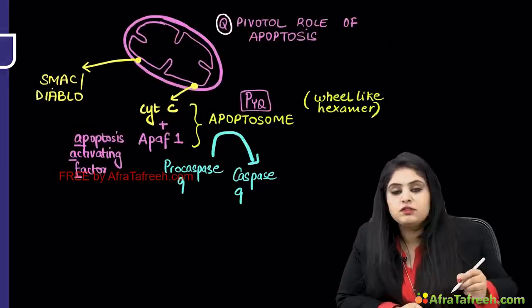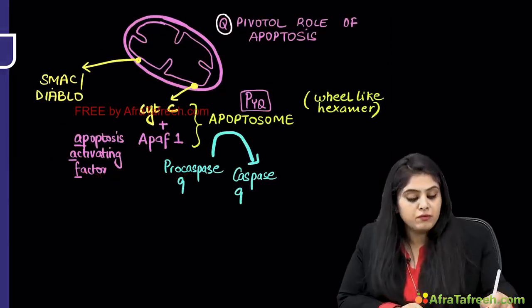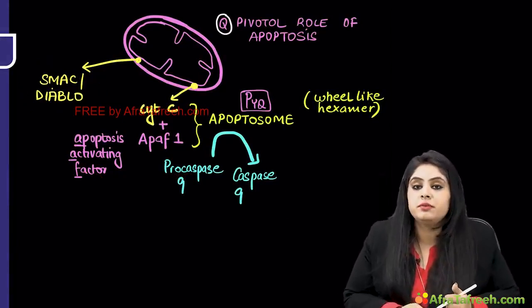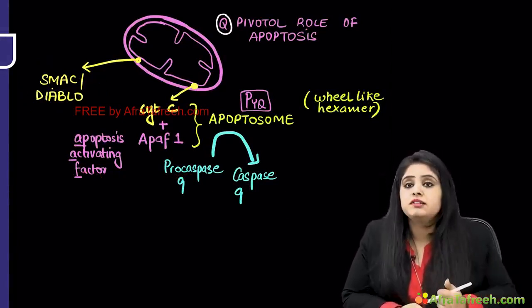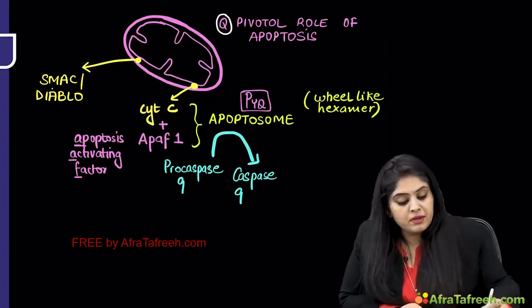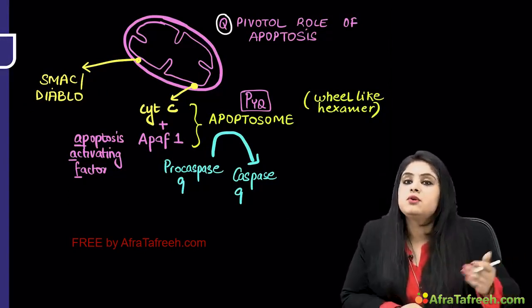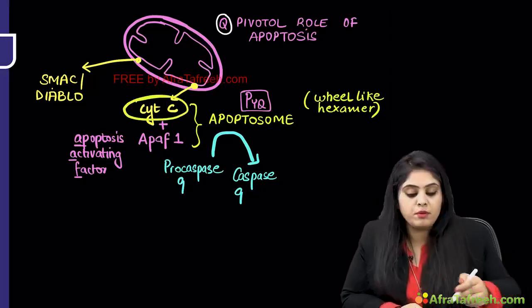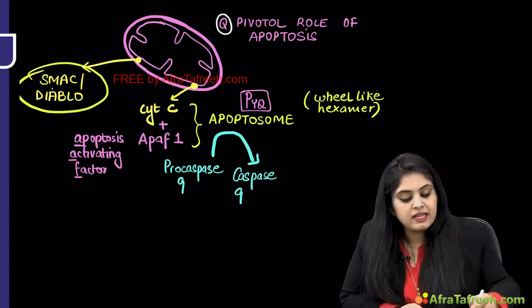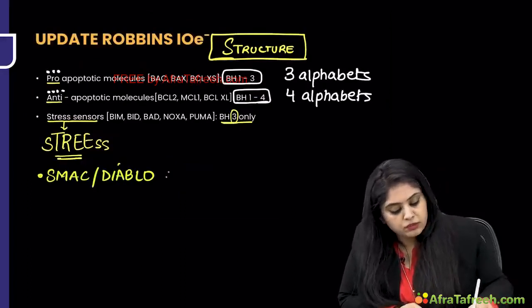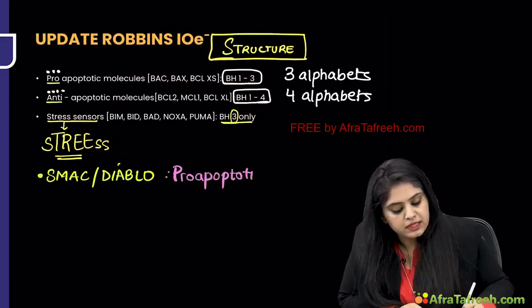If you remember, this is where SMAC and Diablo was coming out from the mitochondria. So now they've started asking you in the latest edition of Robbins that this SMAC and Diablo that is coming out, is it pro-apoptotic or anti-apoptotic? So please remember, everything coming out from the mitochondria is pro-apoptotic. When cytochrome C was coming out, that is also a pro-apoptotic molecule. When SMAC and Diablo is coming out, that is also a pro-apoptotic molecule. So the final answer to that is it is pro-apoptotic.